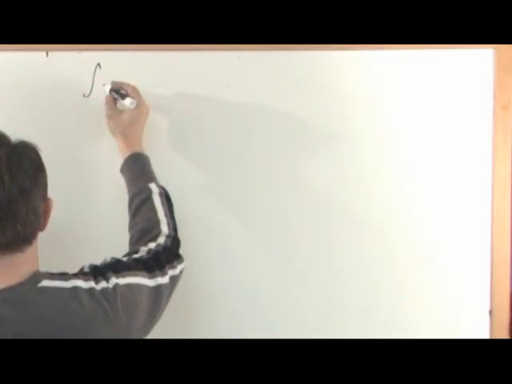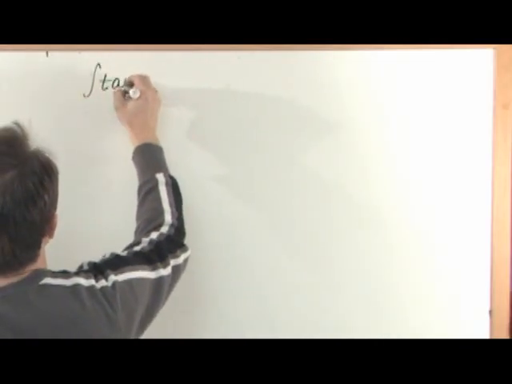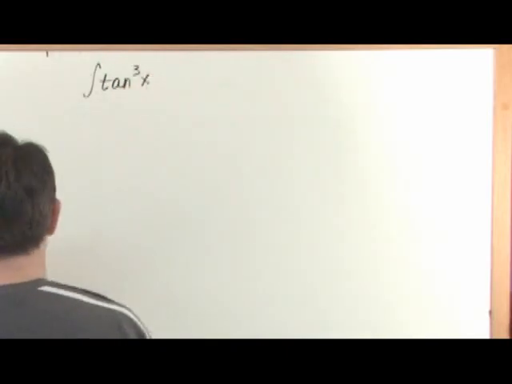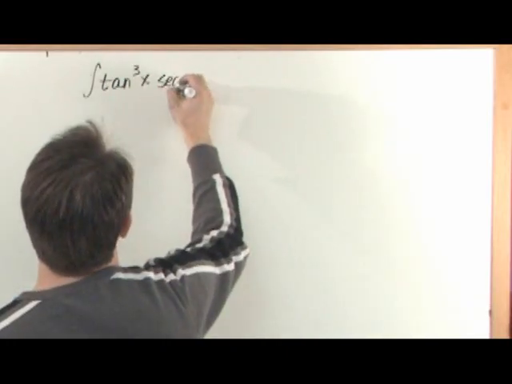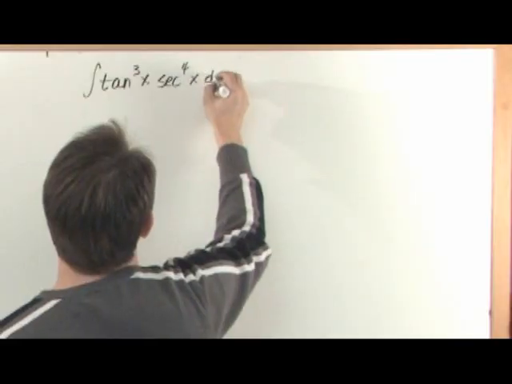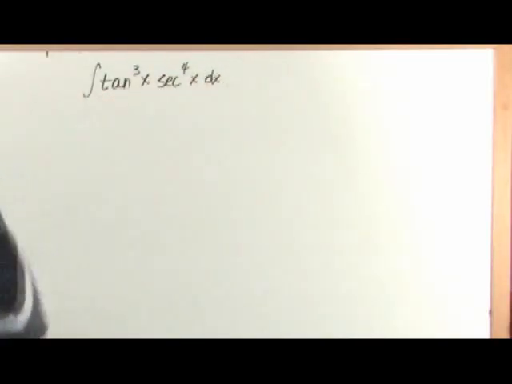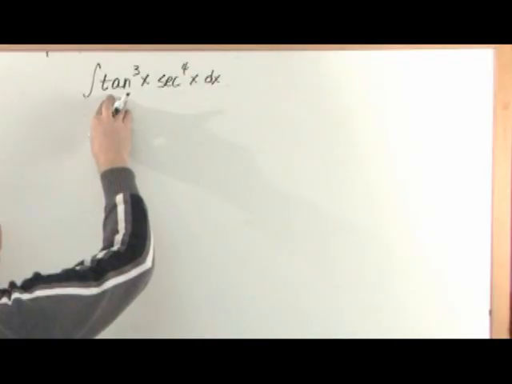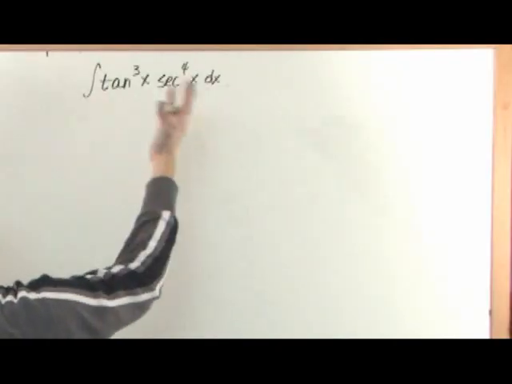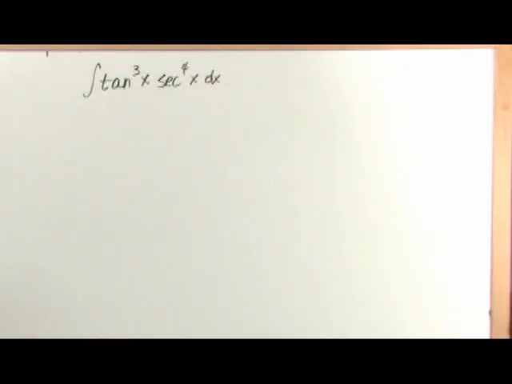So let's say you had the integral of tangent to the 3rd power of x times secant to the 4th power of x dx, and you had to integrate that. Okay? So first thing you want to do is just see if you can do any simple substitutions. I don't think you're going to be able to find one, because if you substitute for tangent, the derivative of tangent is secant squared, that's not going to cancel with anything.